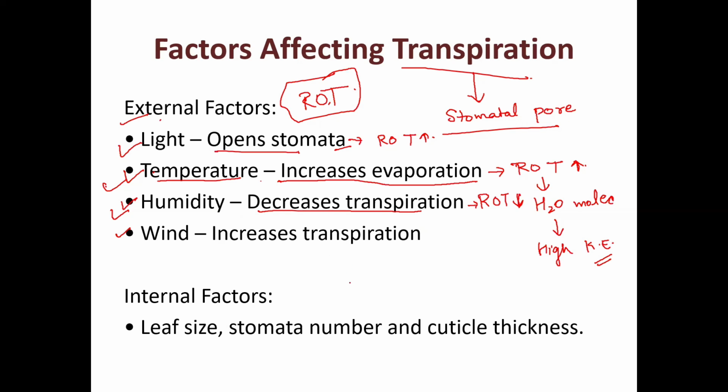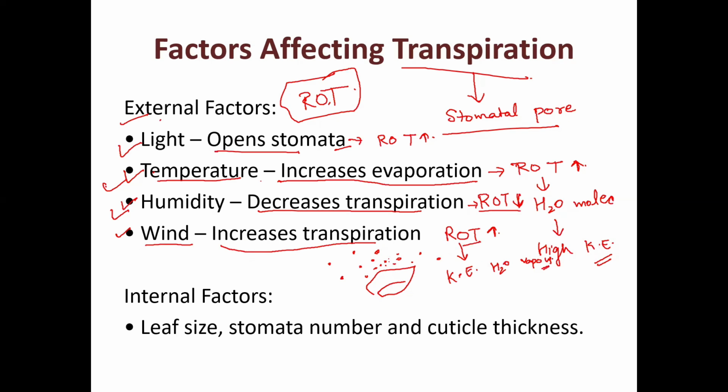Why? Here the concept is, assume this is a leaf. The water evaporates. In the atmosphere there is already a high amount of moisture present, which decreases the kinetic energy of the exiting molecules, leading to a low rate of transpiration. Coming to the wind: if the wind speed increases, the rate of transpiration also increases. Again the reason is the same: the kinetic energy of the water vapor molecules will be high, therefore the rate of transpiration is again high.